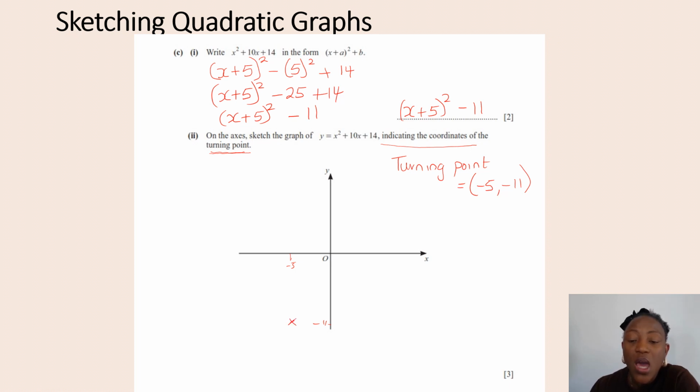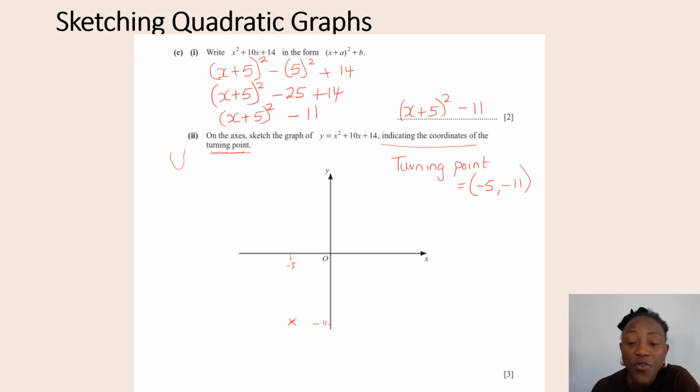All right. Remember, this curve has a coefficient of x squared being 1, and it's positive. It's x squared plus 10x plus 14. When the coefficient is positive, we expect a what? What do we expect again? Do you remember? Yes, we expect a smile. So this is supposed to be a U.